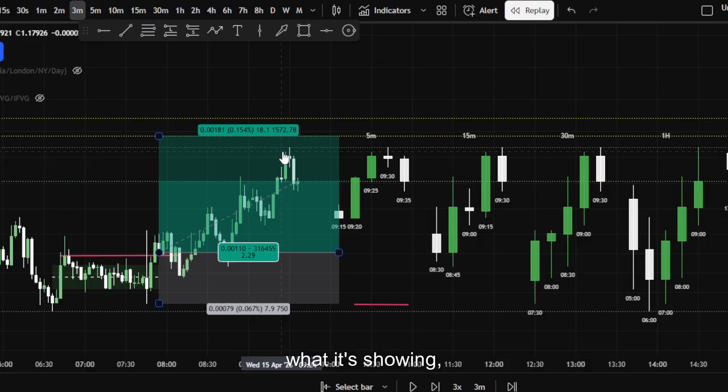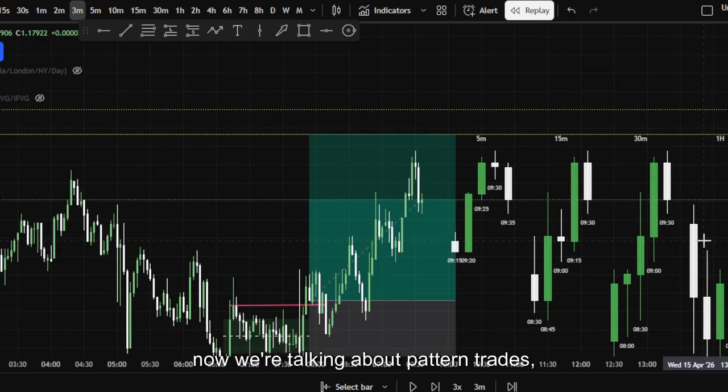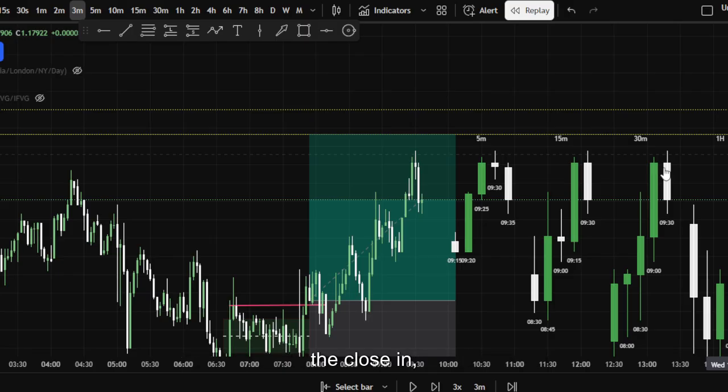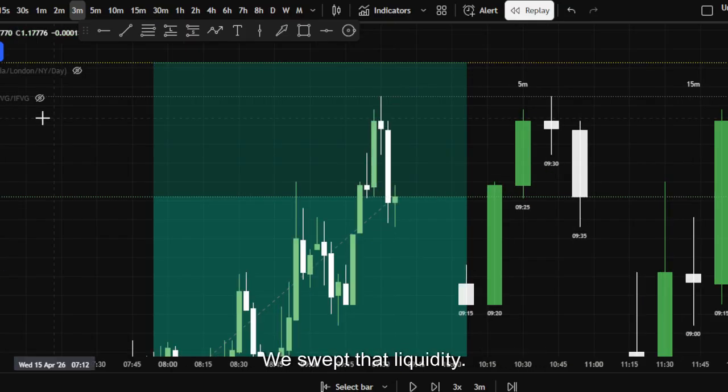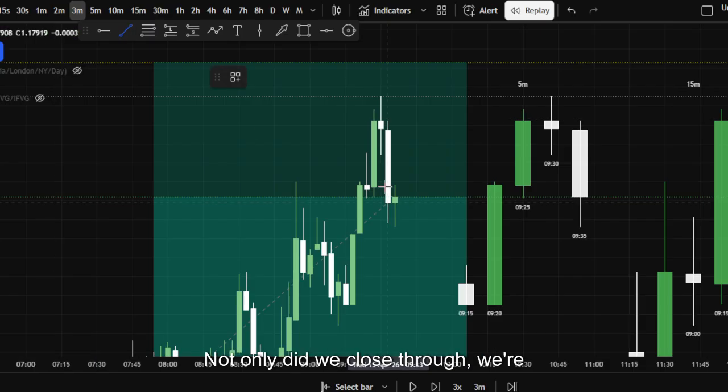This, what it's showing, again, could just be a retracement. And you need to be careful because if you just start looking for this pattern, again, now we're talking about pattern trades, you just start to see all these sweeps and the close in and you just start drooling. And you just say, okay, I'm going to look for the change in the state of delivery. What happens? Did we get it? Yeah, sure. We swept that liquidity. What made this high? This green candle. Okay. Did we close through? Absolutely. Not only did we close through, we're actively retracing to it.